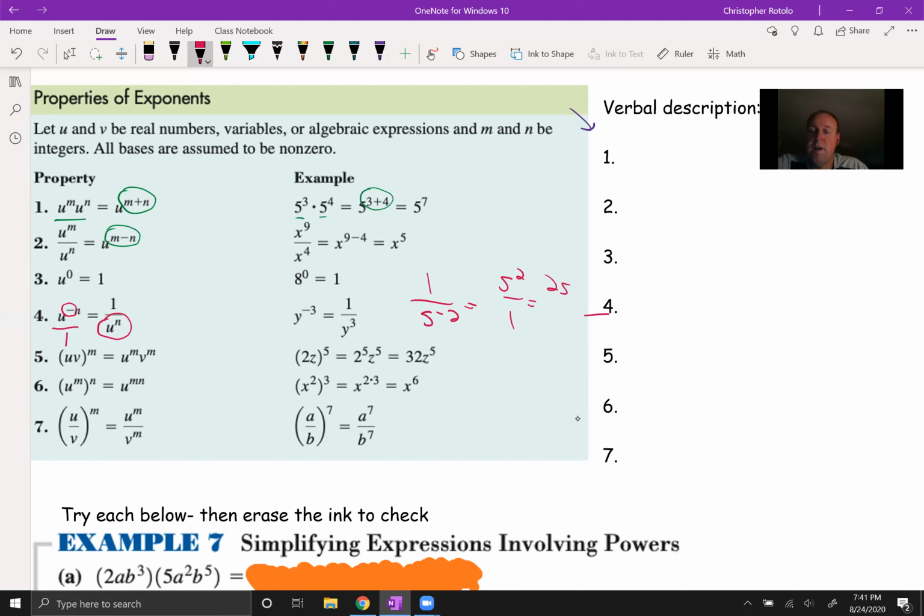So it does require factors from the denominator to move to the numerator as well. Sorry, I couldn't think of that. Number 5 and 6 somewhat go together.